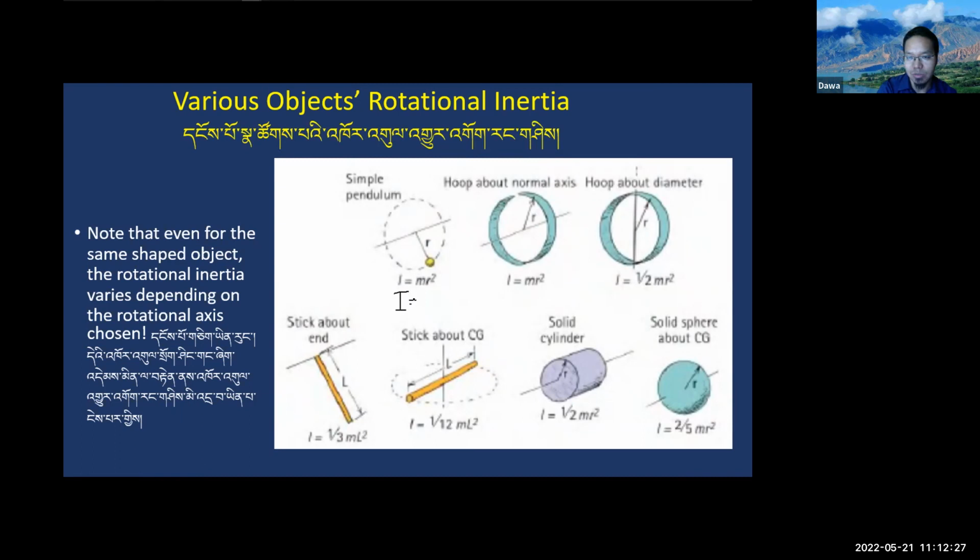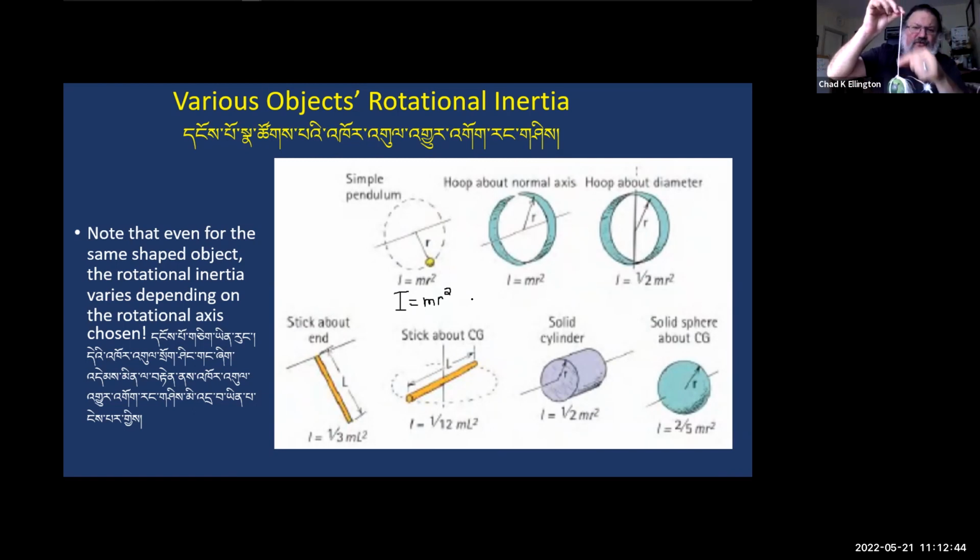And it's really idealized. You were imagining that the mass of the string holding the bob is negligible or zero.